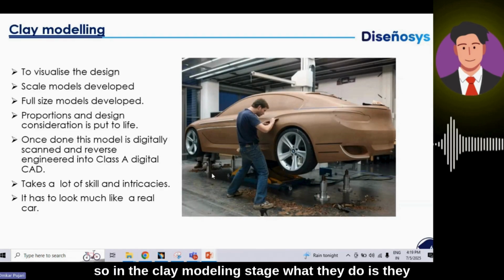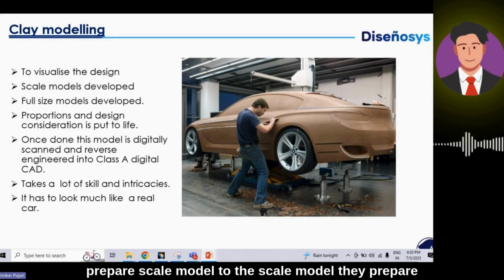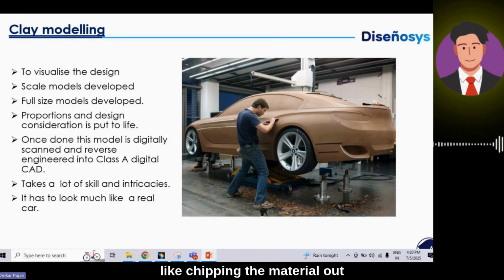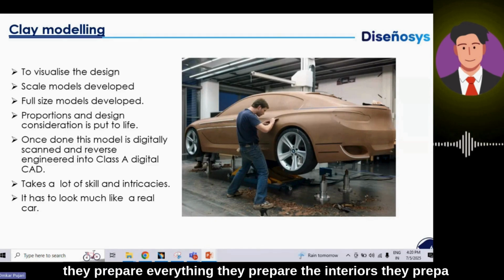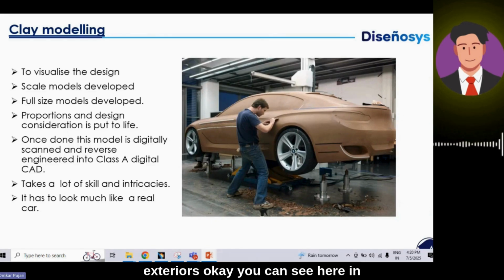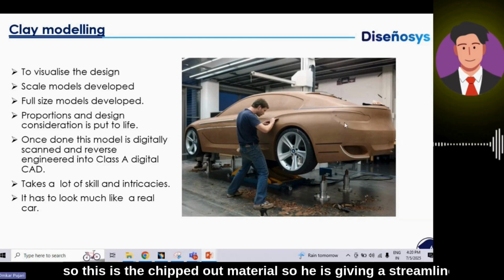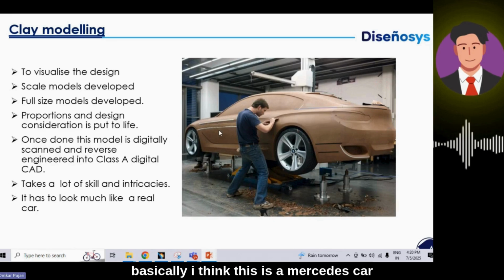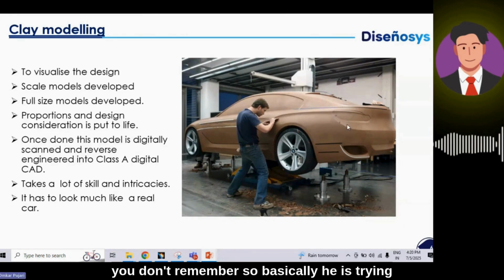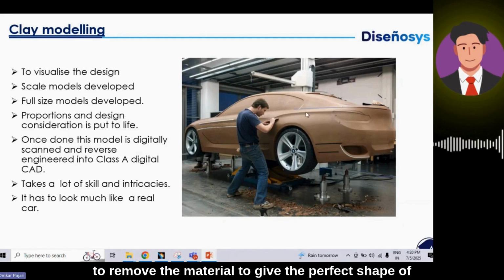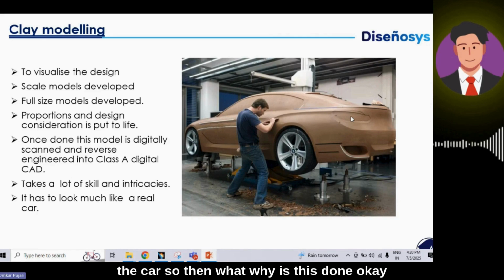In the clay modeling stage, what they do is they prepare a scale model. They prepare it by chipping the material out. They prepare a car out of clay. They prepare everything. They prepare the interiors, they prepare the exteriors. You can see here this thing fallen down, this is the chipped out material. He is giving a streamline basically. I think this is a Mercedes car, well, I don't remember. Basically, he is trying to remove the material to give the perfect shape of the car.